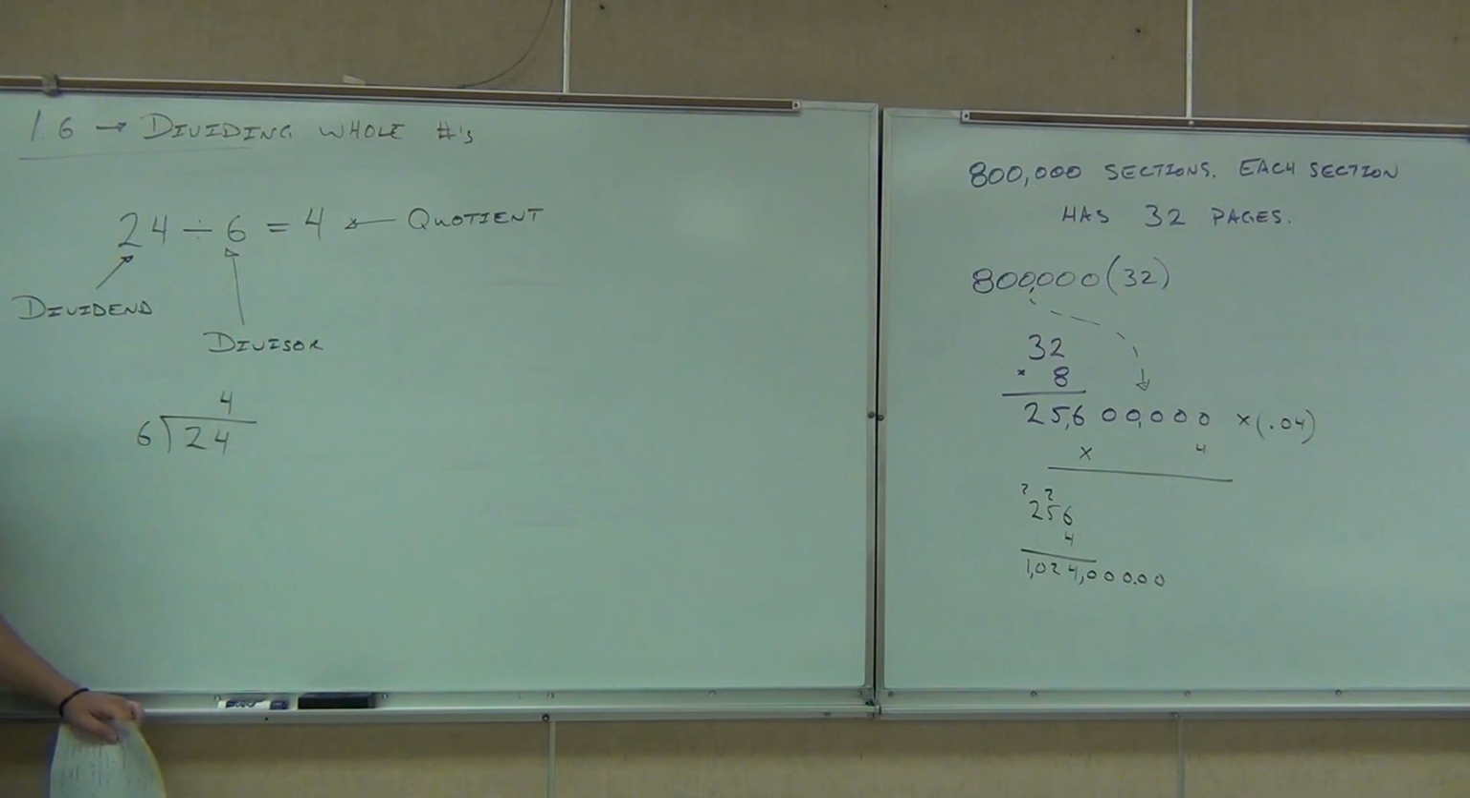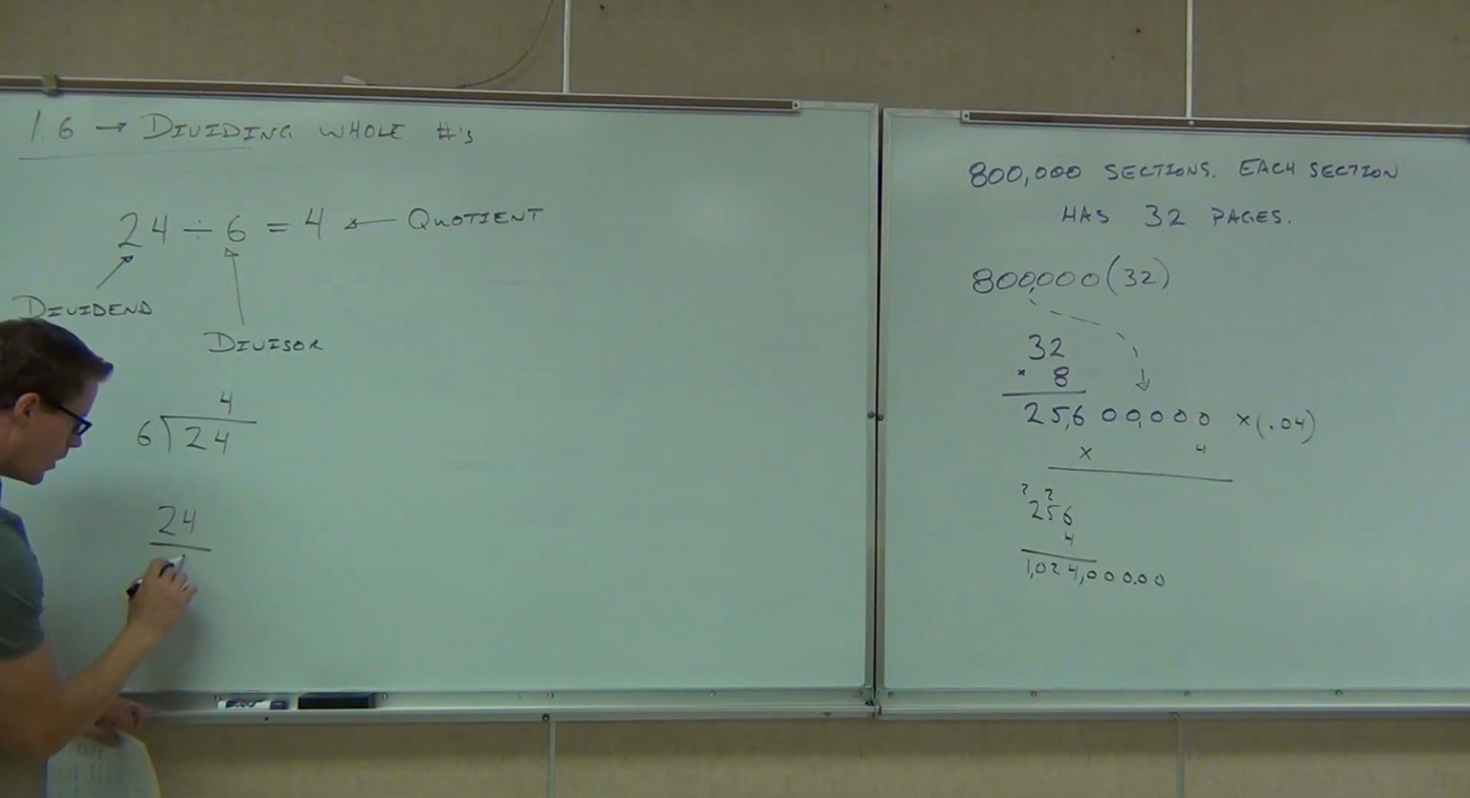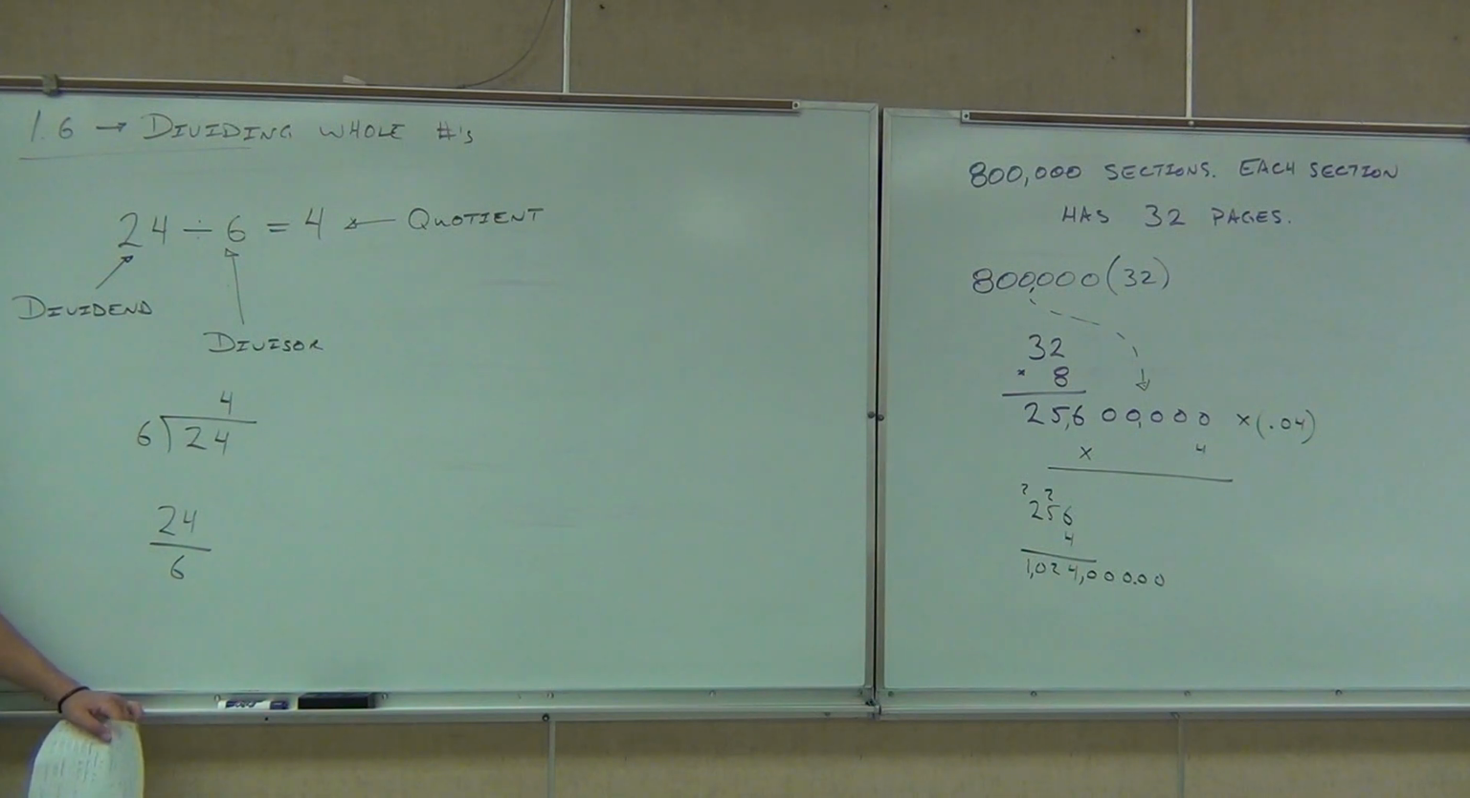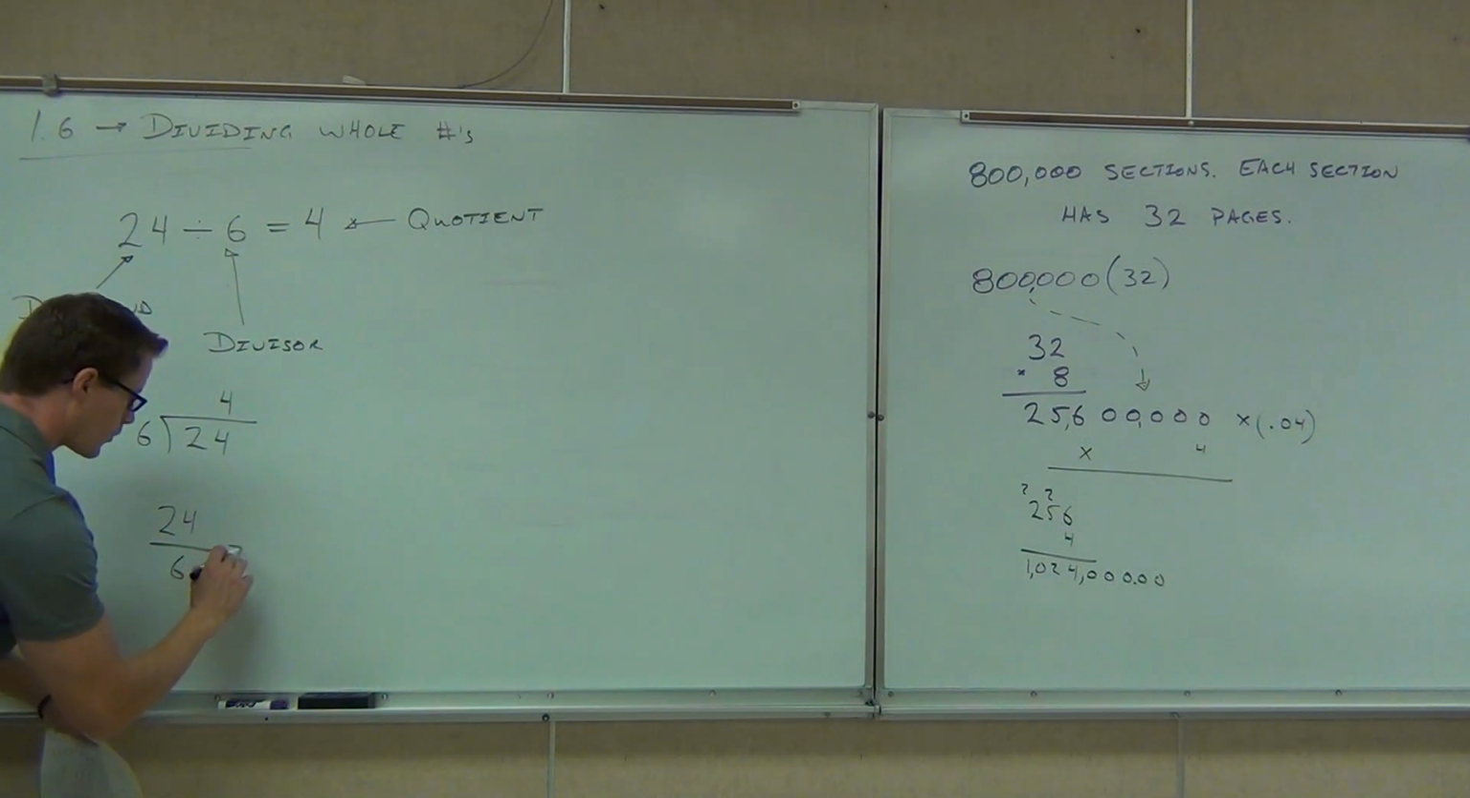One last one, we can write this as a fraction. 24 over 6 means 24 divided by 6. All three of these mean exactly the same thing. So when you see them, don't get intimidated just because there's a fraction here. All it means is take 24 divided by 6 and get 4 out of it.